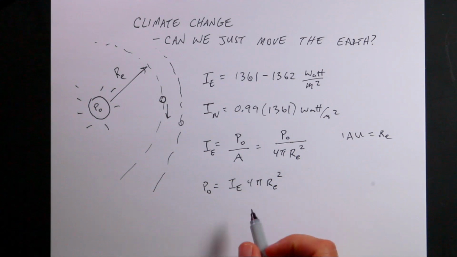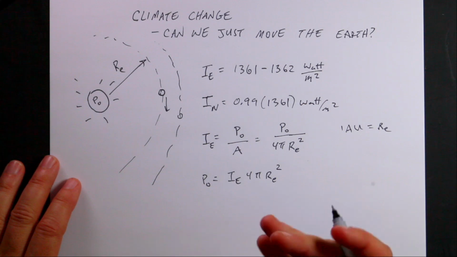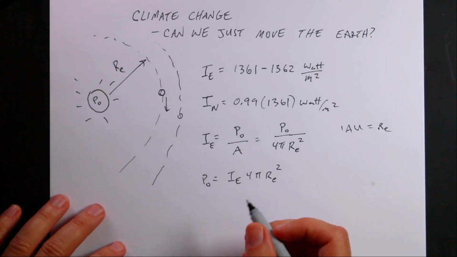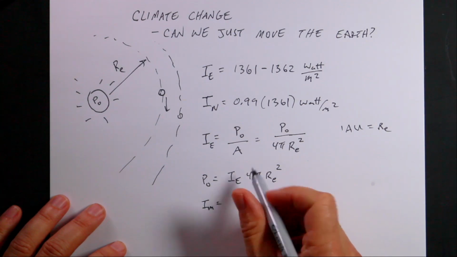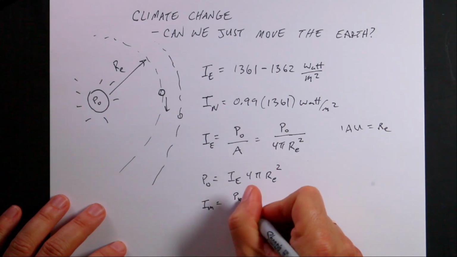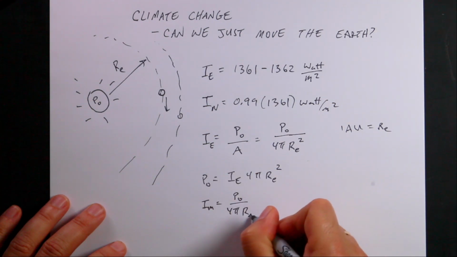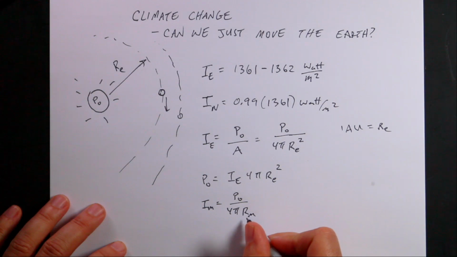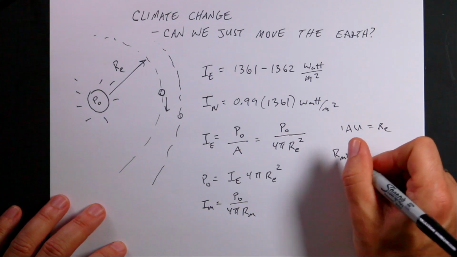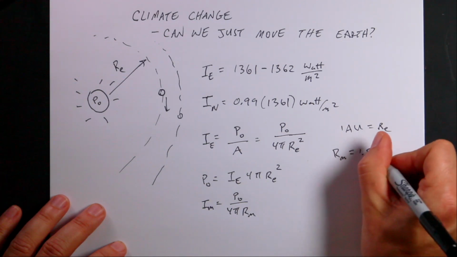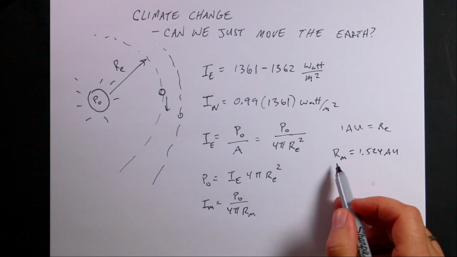Okay. So now, let's just check. What if I wanted to calculate the intensity at Mars, which I can actually look up? So the intensity at Mars is going to be equal to P0 divided by 4 pi times R_M squared, where this is the orbital radius of Mars. I looked this up, the orbital radius of Mars is 1.524 AU. So I can look up that value, and I'm going to plug this in the calculator in just a second.